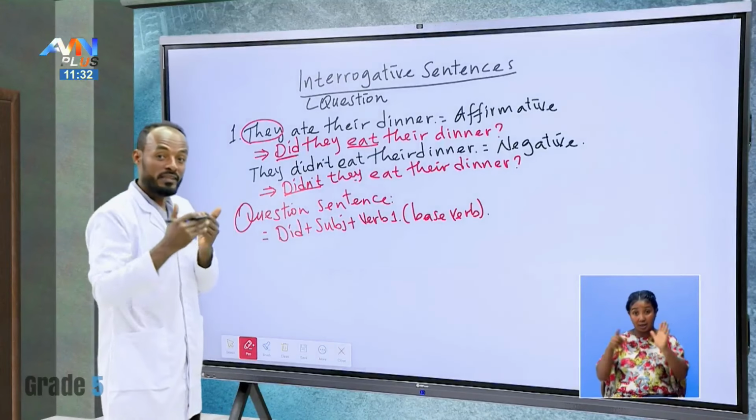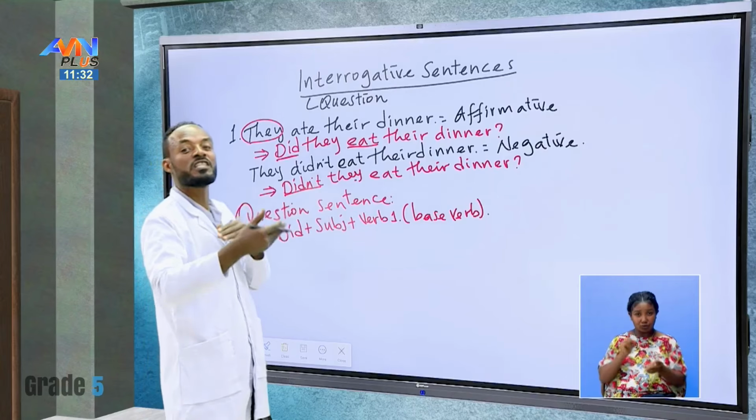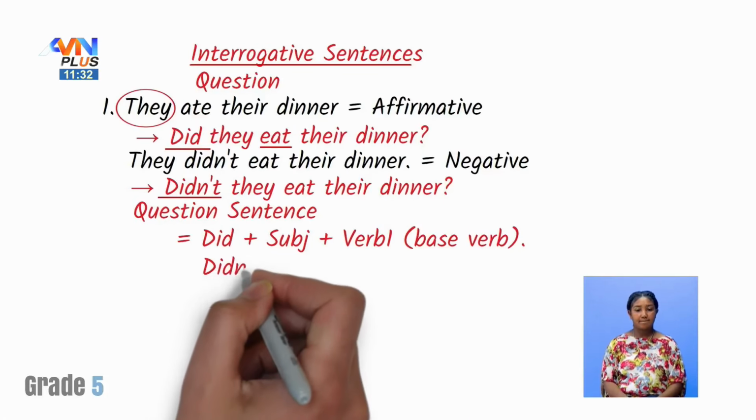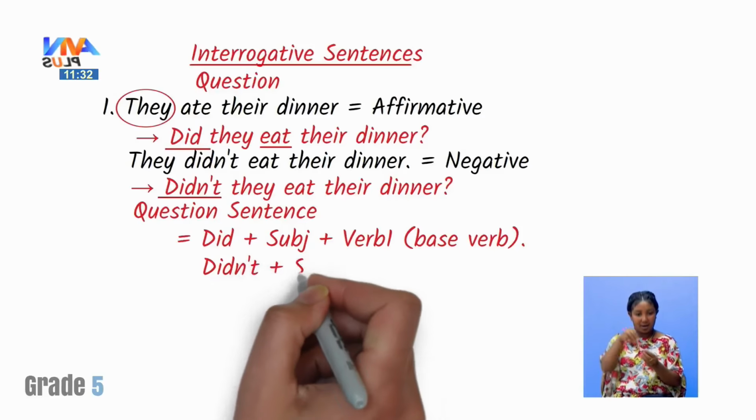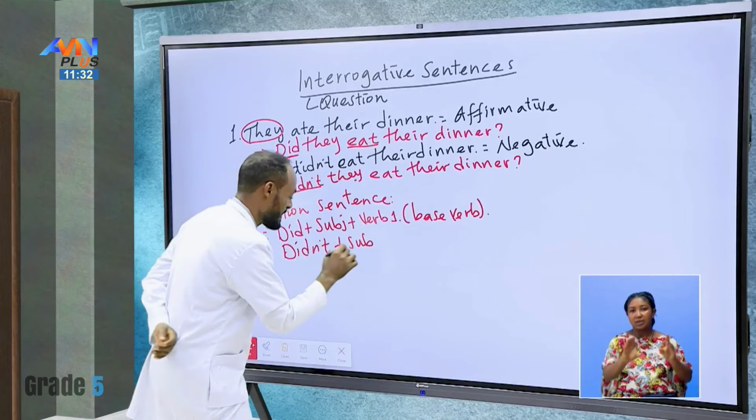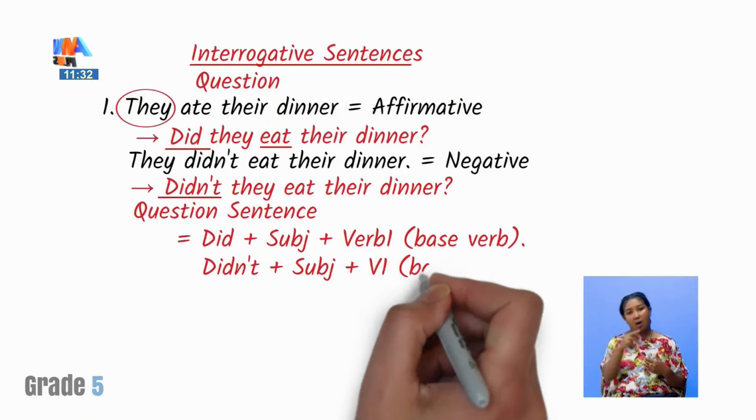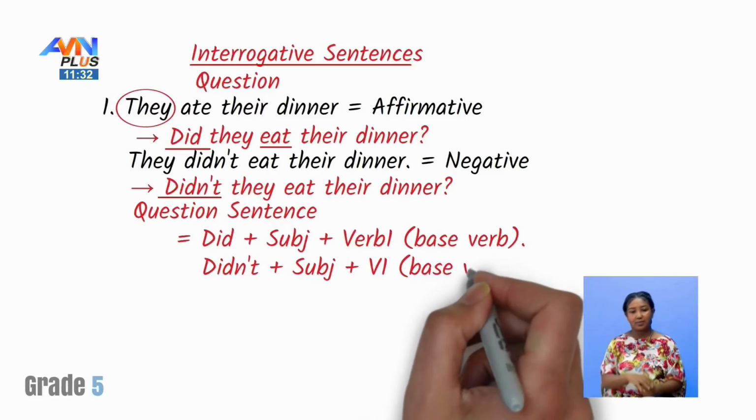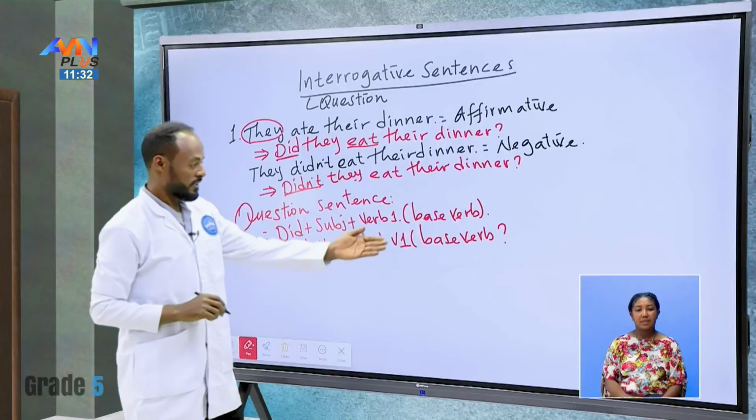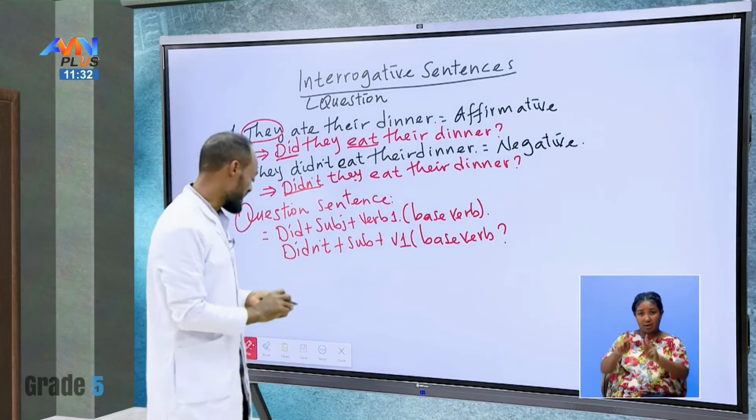Clear? What if it is a negative form? If the negative is given, then you can change this negative into question form. Here, the form is didn't plus subject, whether the subject is singular or plural and so forth. Didn't they? This is the subject plus verb 1 or base verb. Then you have to put it in such forms. Is it okay? Nice, students.